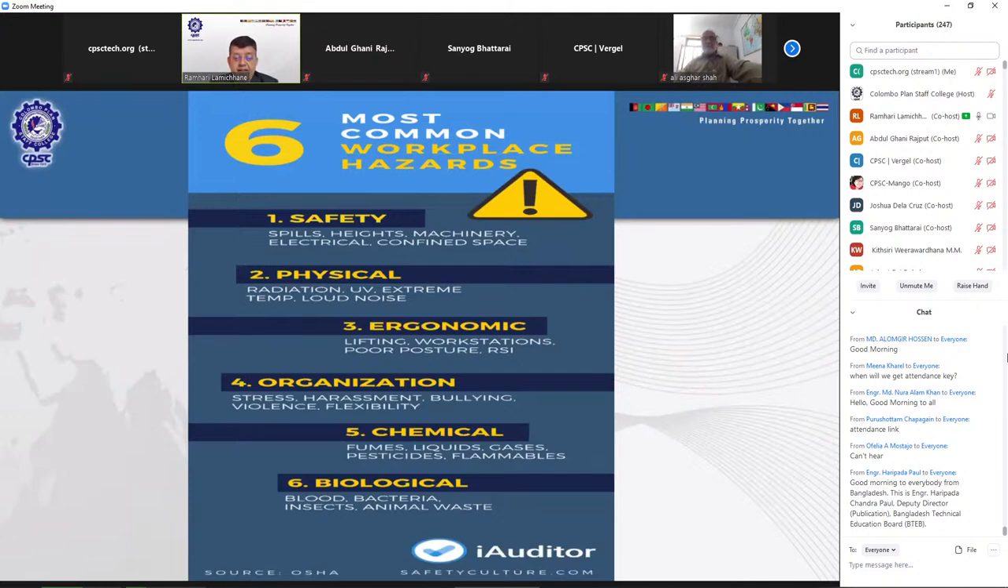And another is biological: blood, bacteria, insects, animal waste. We have to carefully dispose of these sorts of things. If we do not properly handle the biological product, or we do not follow the proper waste management system, accidents and workplace hazards come. That's why, in a broad category, workplace-related hazards can be categorized into six types. One is safety, second is physical, third is ergonomic, fourth is organization related, fifth is chemical, and sixth is biological.